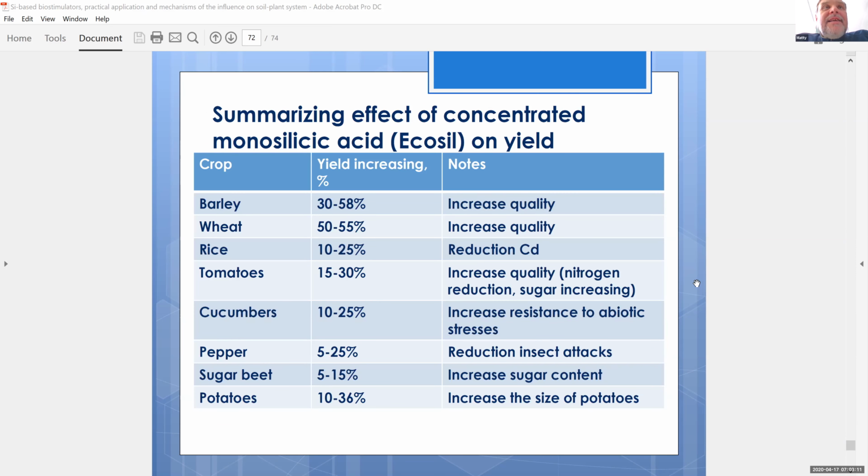So in general, we have a very, very good effect on the yield. Usually it ranges from 5 to 50%, and we can not only increase the yield, but we can increase the quality, reduce heavy metals, and reduce insect attack. And so these are very important elements both for the soil and for the plant. Next, please.